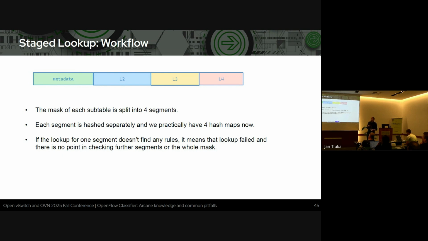If we didn't find it, then it means that there are no rules that can match our flow, our packet, in this subtable at all. So we can bail early. So we don't have to unwildcard L3 and L4 if our L2 lookup failed. But we still need to unwildcard L2 and metadata as they were used to determine that the lookup failed.